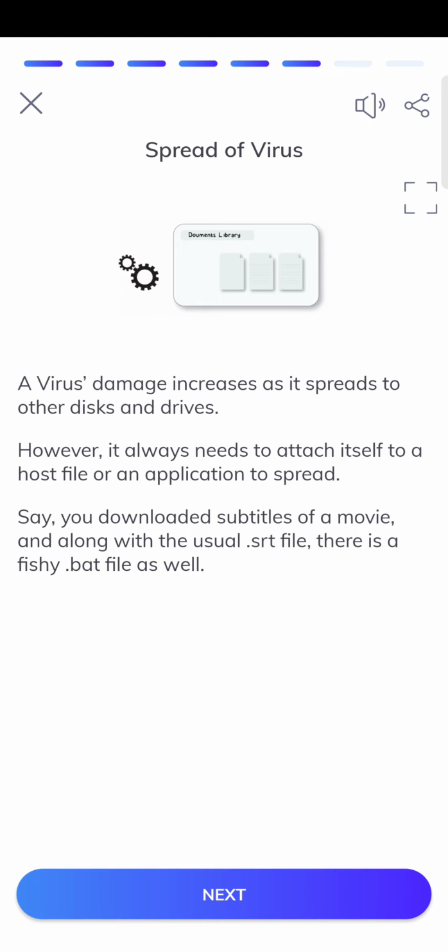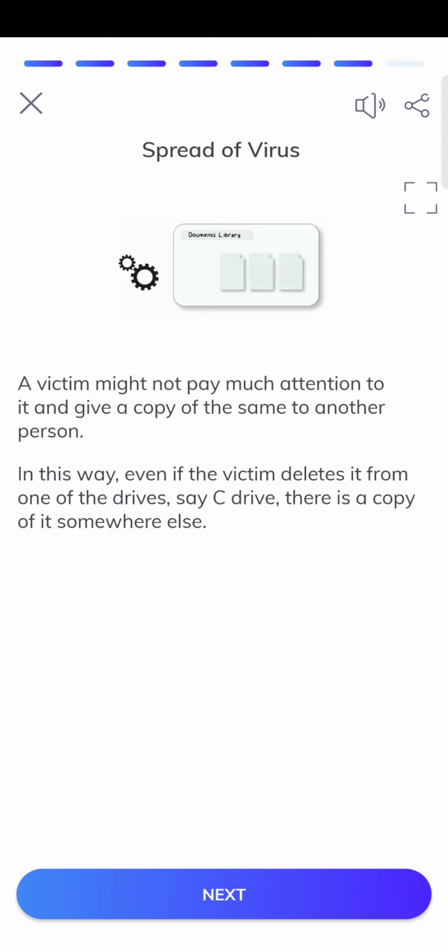A virus's damage increases as it spreads to other devices. However, it always needs to attach itself to a host file or an application to spread. Say you downloaded subtitles of a movie, and along with the usual SRT file, there is a fishy.bat file as well. A victim might not pay much attention to it and give a copy of the same to another person. In this way, even if the victim deletes it from one of the drives, say C drive, there is a copy of it somewhere else.